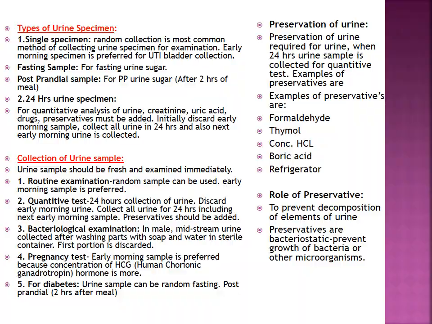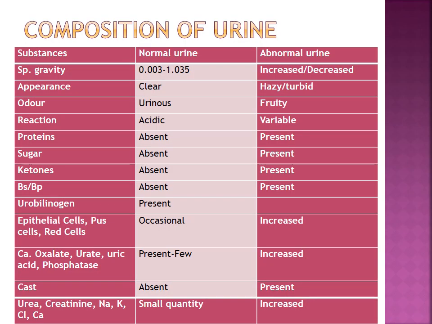the microorganism. So in composition of urine, urine is mainly water, and then normally protein, sugar, ketones, bile pigments, urobilinogen are absent. All the cells like epithelial cells, pus cells, red cells are occasional. Few crystals you can see, and other components in small quantity like urea, creatinine, sodium, potassium, calcium, chloride, while casts are absent. So this is the normal composition of urine. If anything is present or in increased quantity, it is called abnormal urine.